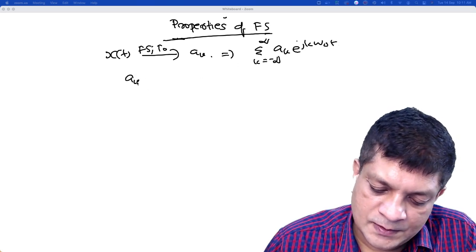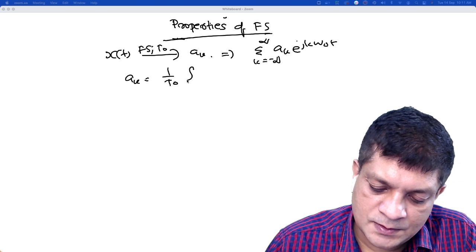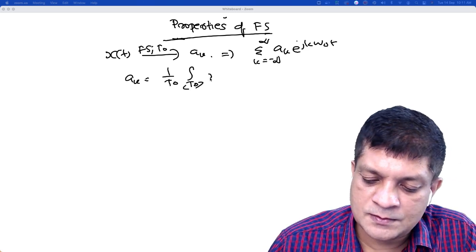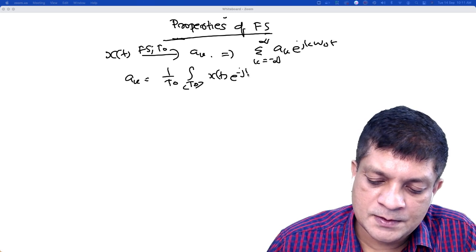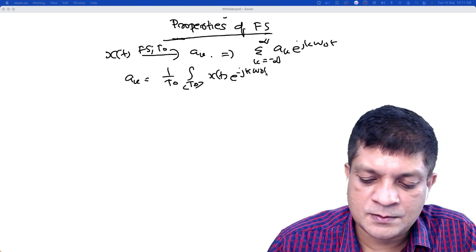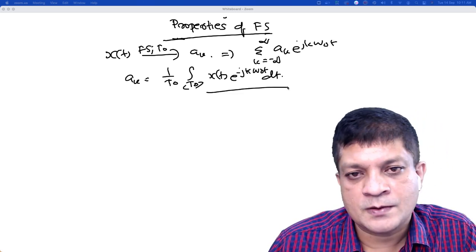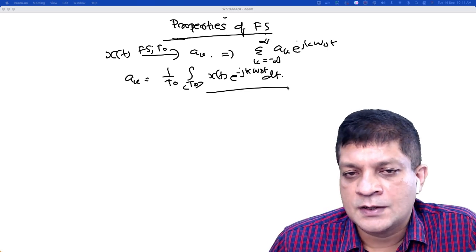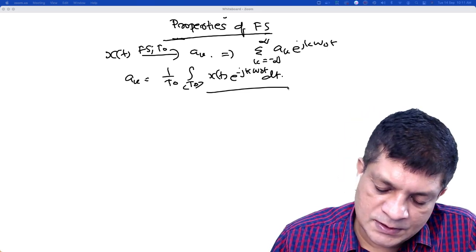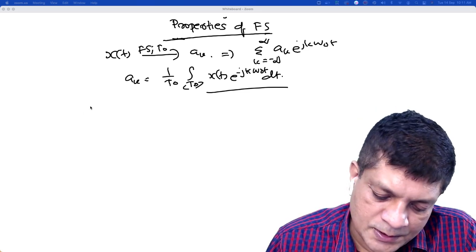And we can find the Fourier series coefficients as 1 upon T naught, integration over T naught, x(t) e to the power minus j k omega naught t dt. Okay, this is the Fourier series analysis and synthesis equation. Now first let us discuss the differentiation property.